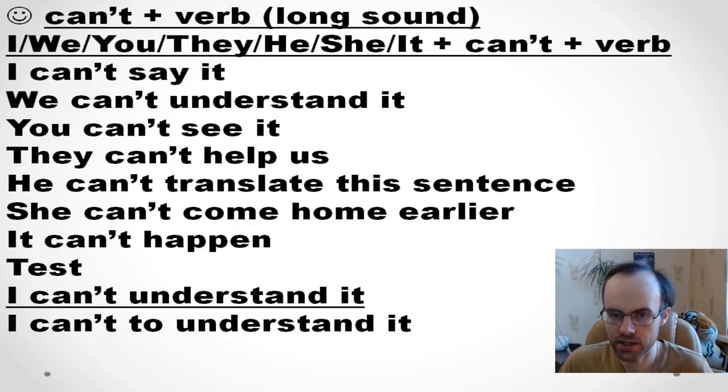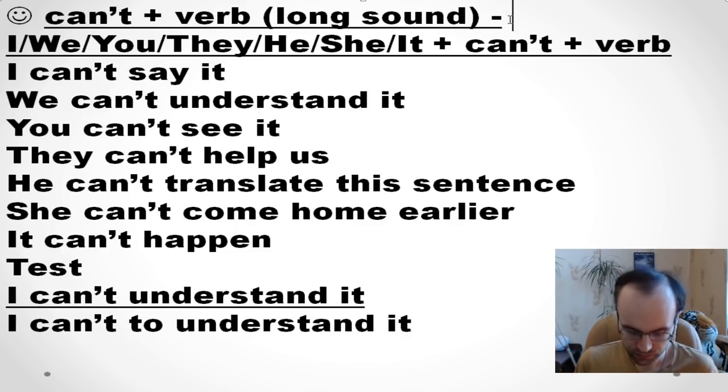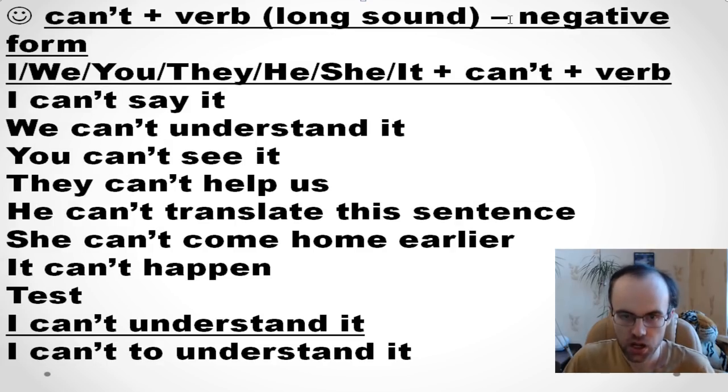I can't say it. We can't understand it. You can't see it. They can't help us. He can't translate this sentence. She can't come home earlier. It can't happen. Test. I can't understand it. Okay. So it was a negative form. Negative form. Okay.